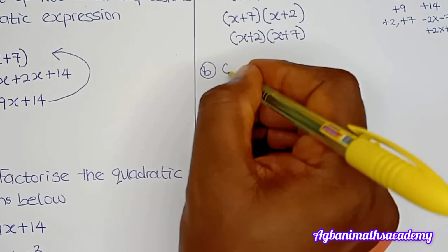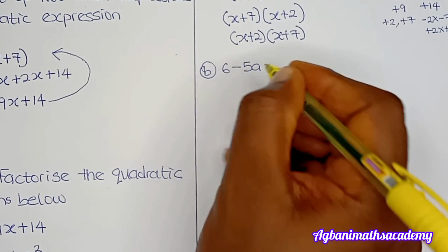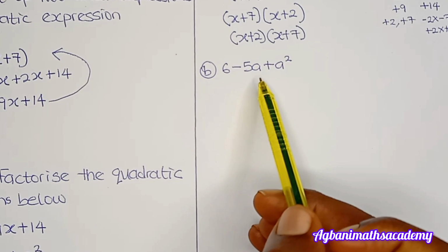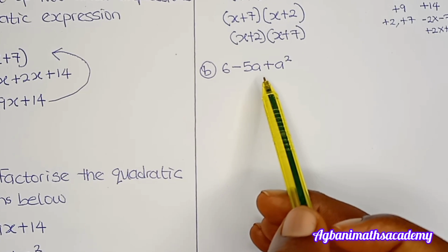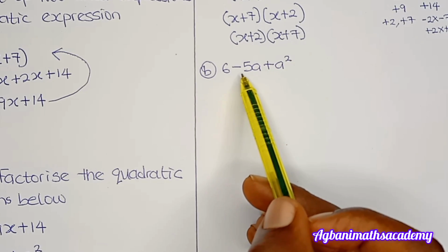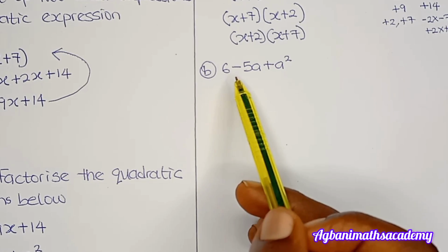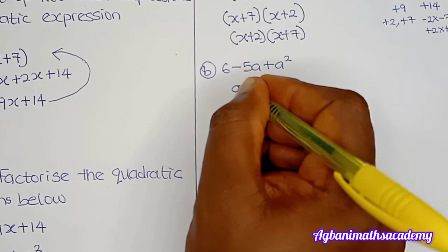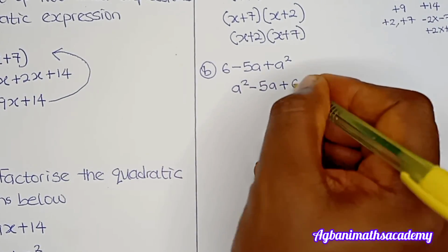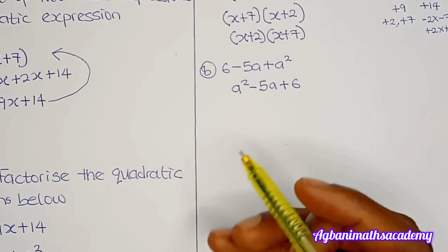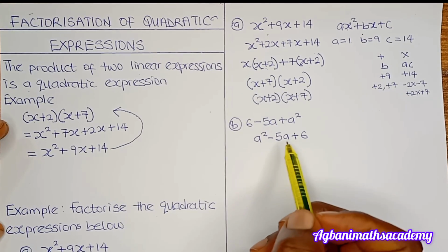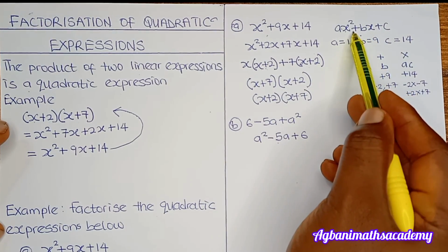We have 6 minus 5a plus a squared. So this is a quadratic expression. However, it is not written properly because the a squared is supposed to come first, then minus 5a before the constant 6. So this will give us a squared minus 5a plus 6. 6 here is the same thing as plus 6. The plus sign is invisible. So now we are going to compare this to this.